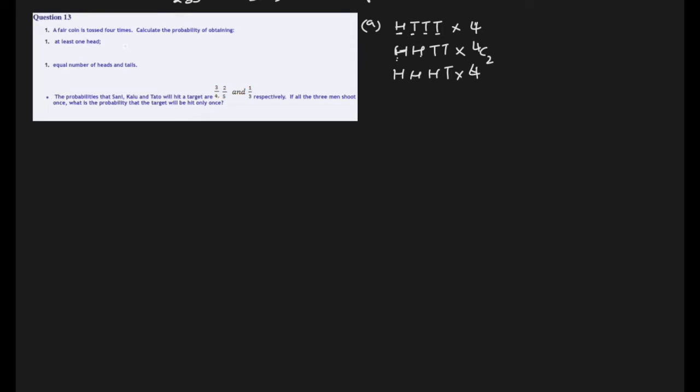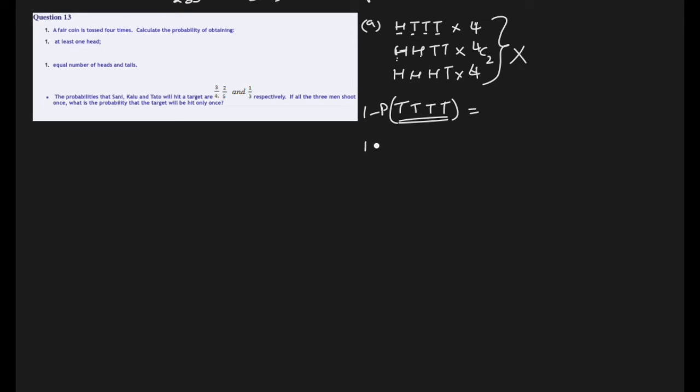If we want at least one head, that means we do not want this case. T, T, T, T. This is the case we don't want. Just subtract the probability of this from 1, and we get our answer. There's no need to do all this stuff, though that will give you the same answer that I will get here.